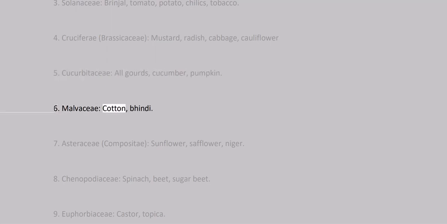6, Malvaceae: cotton, bhindi. 7, Asteraceae, Compositae: sunflower, safflower, niger. 8, Chenopodiaceae: spinach, beet, sugar beet. 9, Euphorbiaceae: castor, tapioca. 10, Convolvulaceae: sweet potato. 11, Umbelliferae: coriander, cumin, carrot. 12, Alliaceae: onion, garlic. 13, Zingiberaceae: ginger, turmeric.